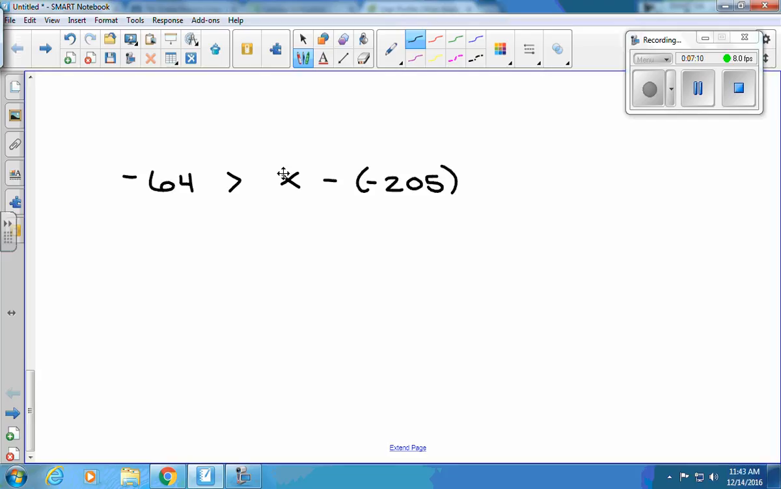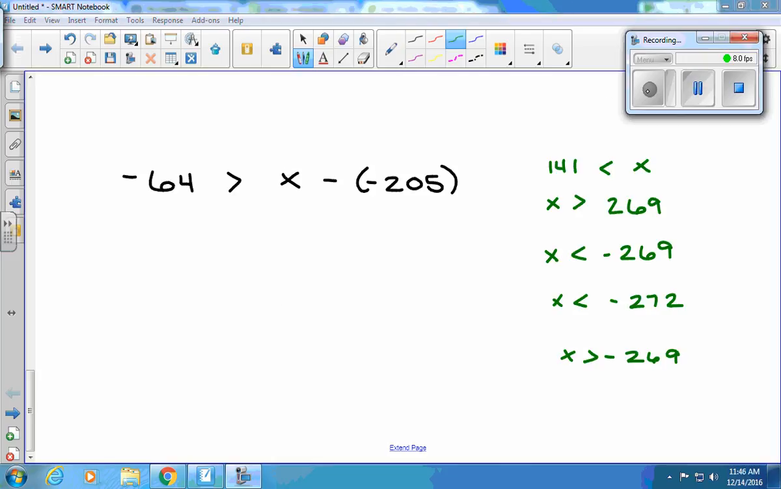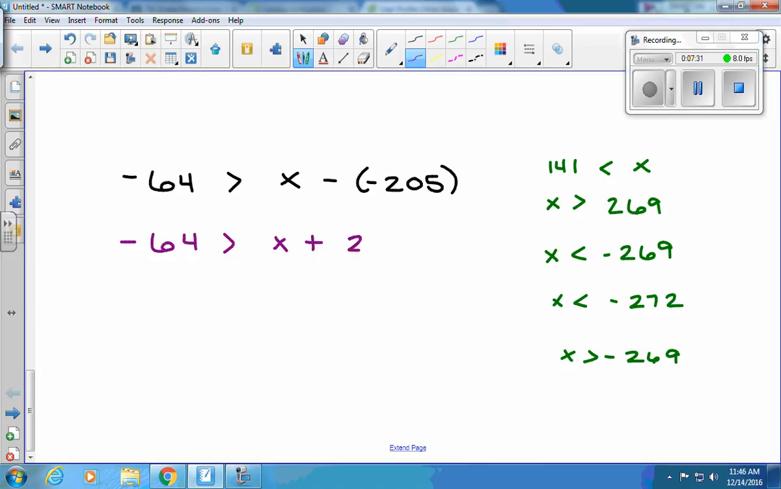So let's just walk through this together. You want to try it? Okay, try it. This one right here was quite challenging. So if I look at this, I'm going to keep my negative 64, my greater than. I can't have two signs, so I have to rewrite that. What are two negatives going to give me? A positive. So I have plus 205 now. So that now is the new problem I'm dealing with. How do I get x by itself? Gabby.